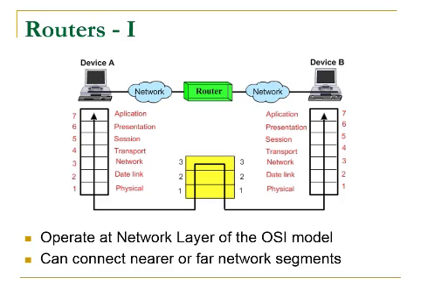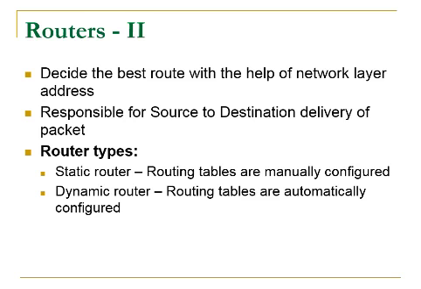Another device, working on the network layer, is called a router. A router operates at the network layer of the OSI model and can connect nearer or far network segments. It decides the best route with the help of a network layer address like an IP address, and is responsible for successful source to destination delivery of the packet.